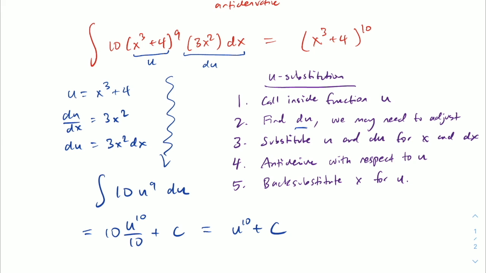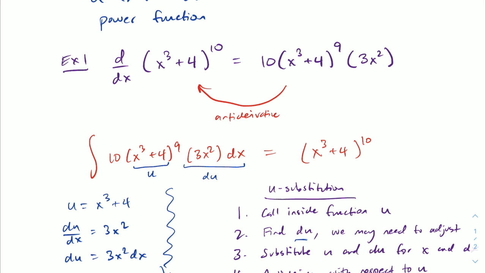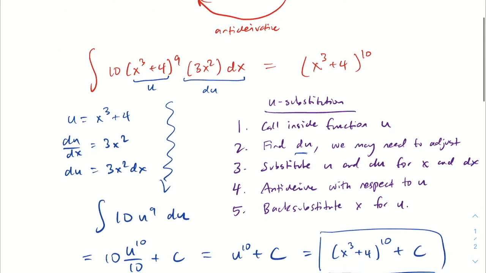And now we're to our last step where we back substitute x for u. So remember our u is x cubed plus 4. Let's put it in, x cubed plus 4 to the 10th plus c, and we have our antiderivative. And this fits with what we started with in the beginning of this problem. All right, let's do another example.